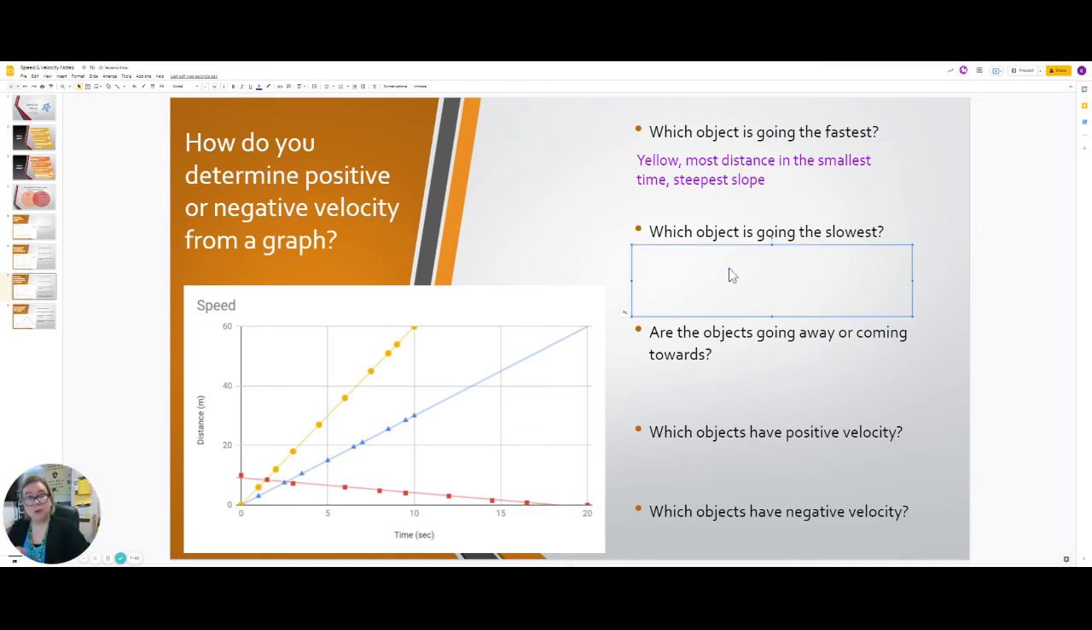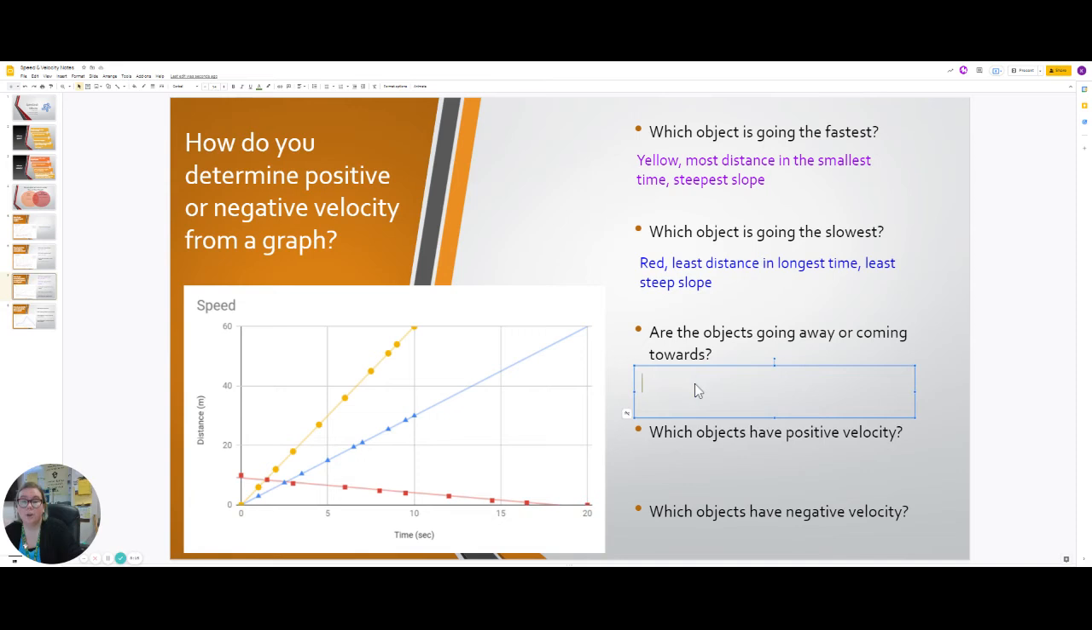Which object is going the slowest? Now, you hopefully were able to answer red, right? Because it covered least distance in longest time. And, right, it's got the least steep slope, right? It's not very high. It's not going up. So that's telling us that it is going the slowest, okay?